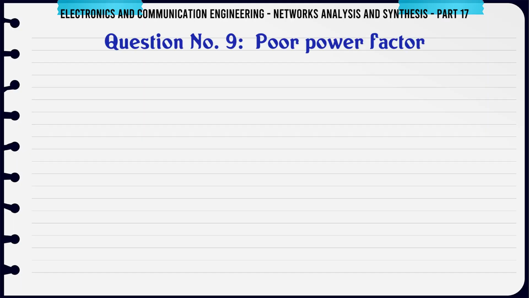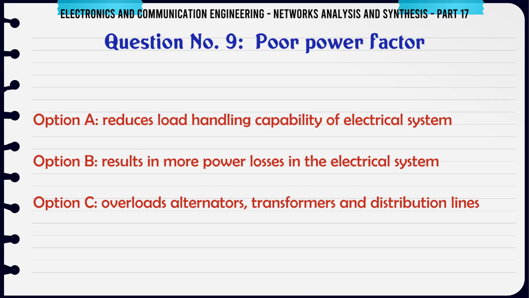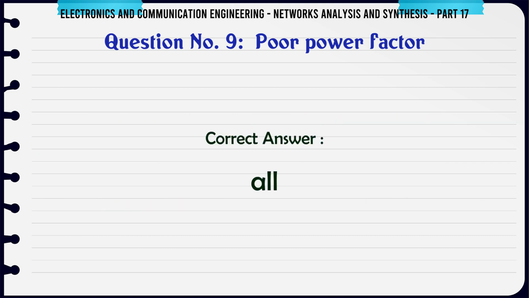Poor power factor A. reduces load handling capability of electrical system. B. results in more power losses in the electrical system. C. overloads alternators, transformers, and distribution lines. D. all. The correct answer is all.